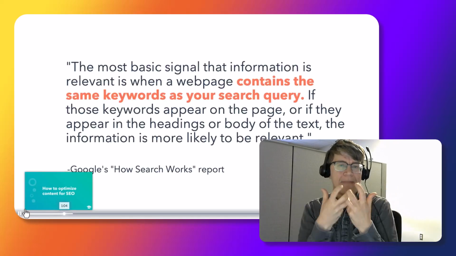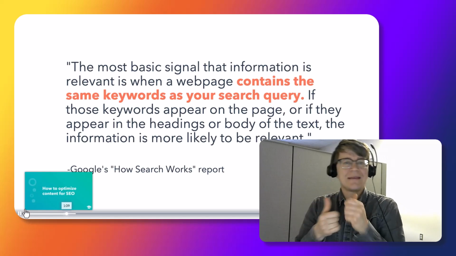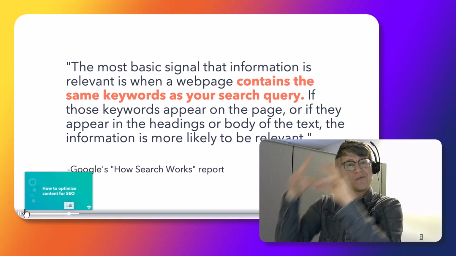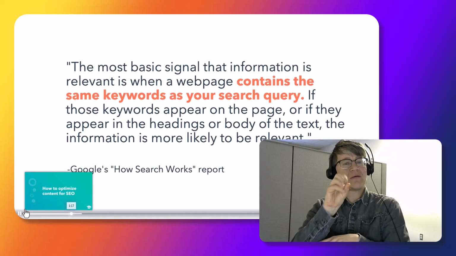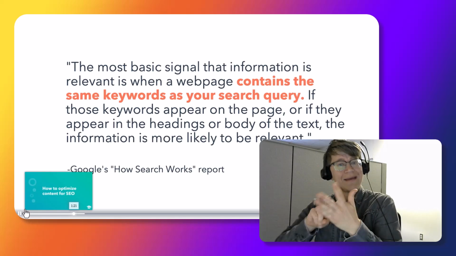Google's How Search Works report states, "The most basic signal that information is relevant is when a web page contains the same keywords as your search query. If those keywords appear on the page, or if they appear in the headings or body of the text, the information is more likely to be relevant."